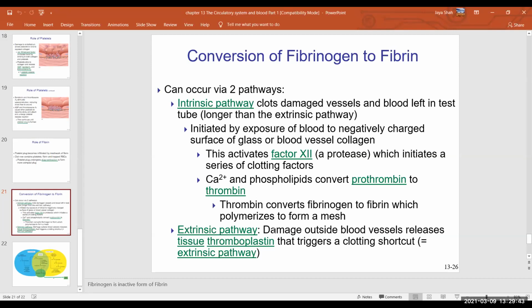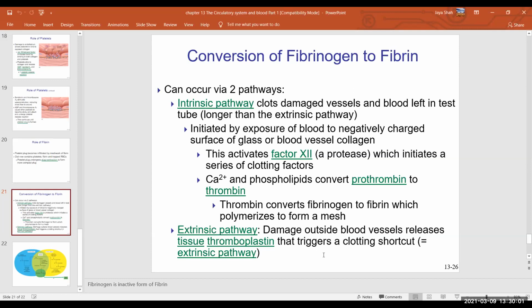On the other hand, in the extrinsic pathway, damage outside the blood vessel releases factors. So it is outside, and that is activated by thromboplastin that triggers clotting, which is also common in the extrinsic pathway.